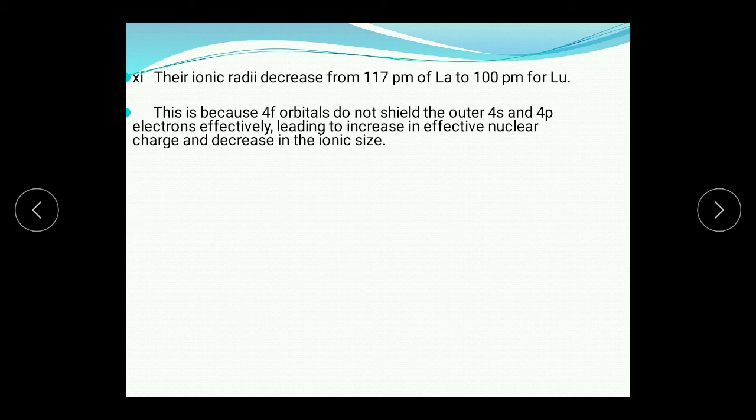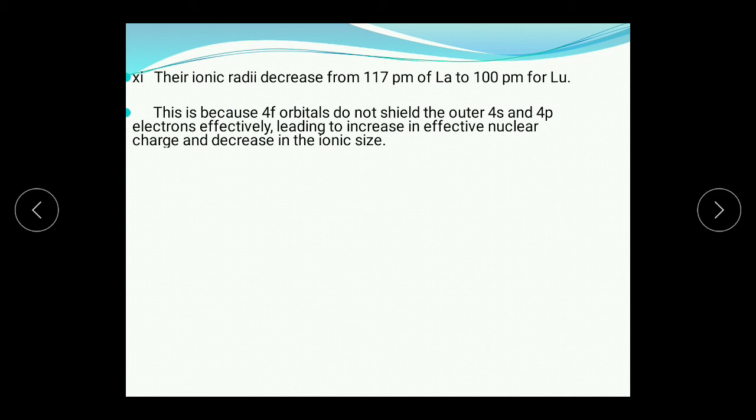This is because in lanthanides, the 4f orbitals are located very much inside as compared to 4s and 4p. So when electrons are added to the 4f orbitals, these electrons do not show any shielding effect because they are located very much inside, and hence the effective nuclear charge increases because of the addition of a proton in the nucleus and an electron every time.